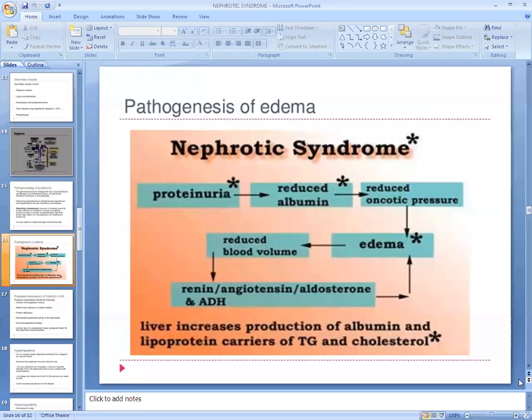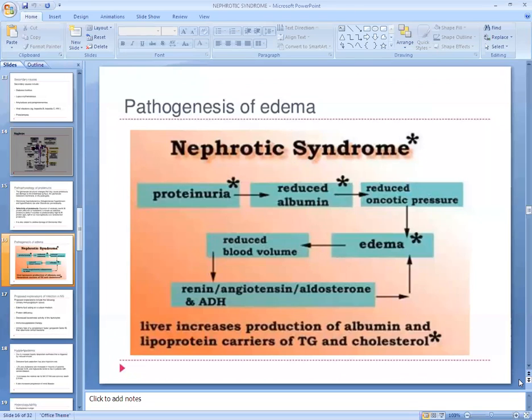If there is decreased perfusion of the kidney, there will be less blood volume in the kidney, that stimulates secretion of renin. Whenever intravascular volume is depleted, it always stimulates renin secretion. Then renin in turn stimulates your RAS system, that is the renin angiotensin aldosterone system. This renin angiotensin aldosterone system is responsible for salt and water retention.